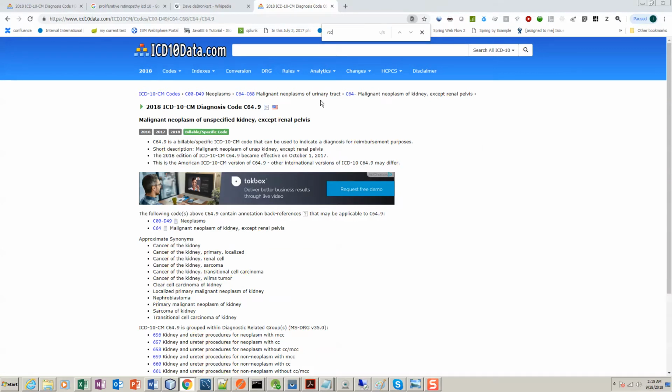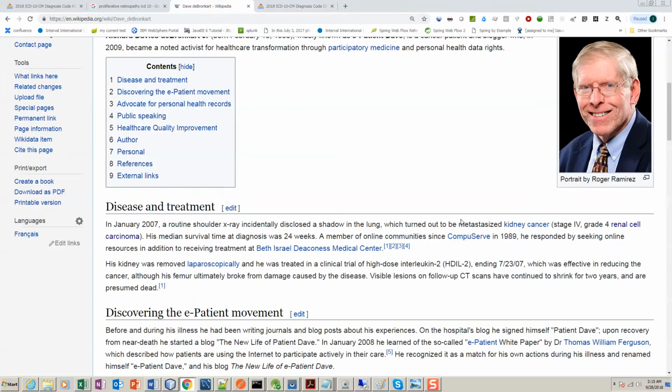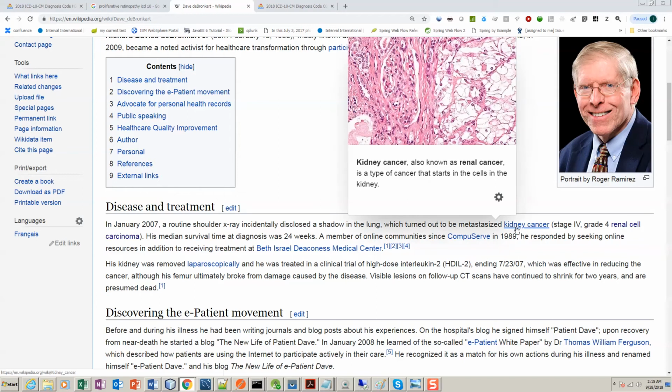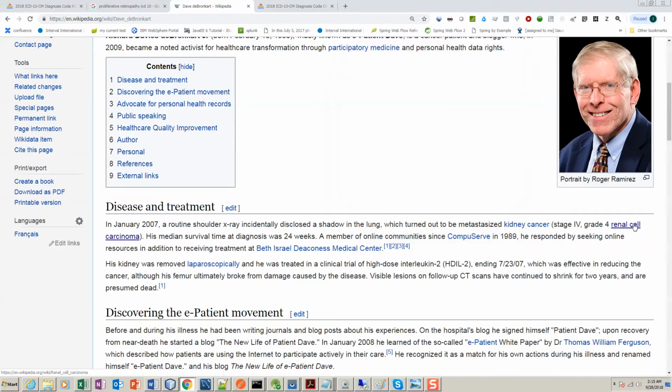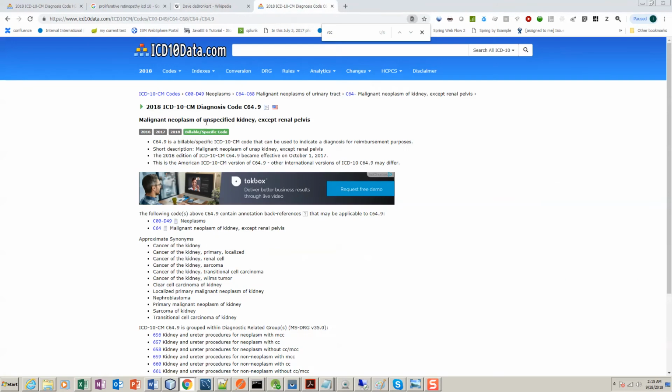Search your renal library page. I don't know how to do this algorithm, but it's the best thing. This is the name problem. You are told that you have kidney cancer or renal cell carcinoma or RCC, but this is the real name: malignant neoplasm of unspecified kidney except renal pelvis.